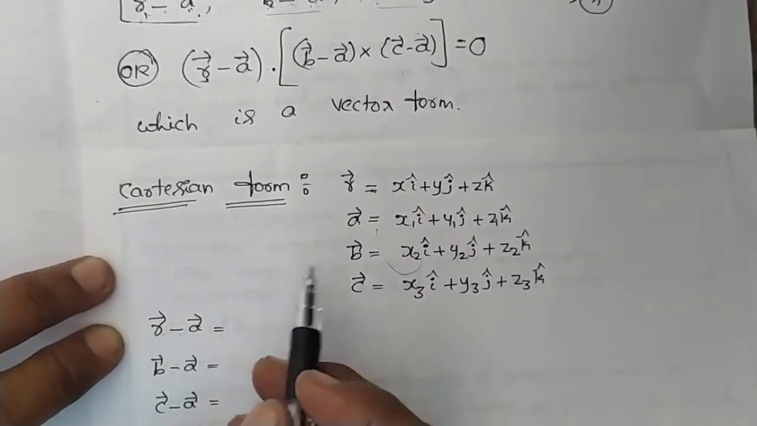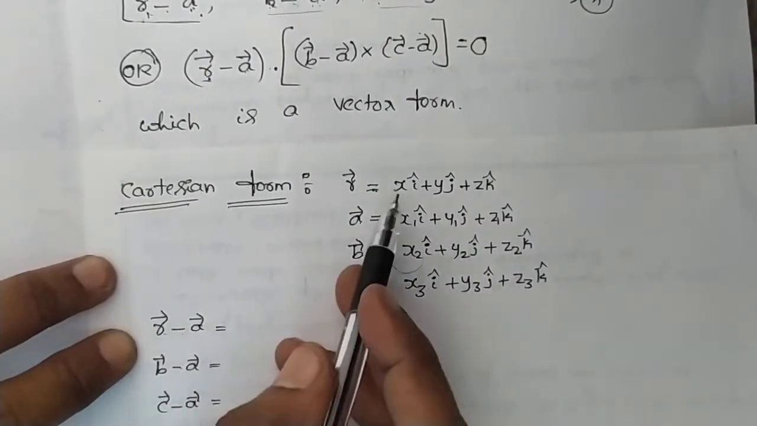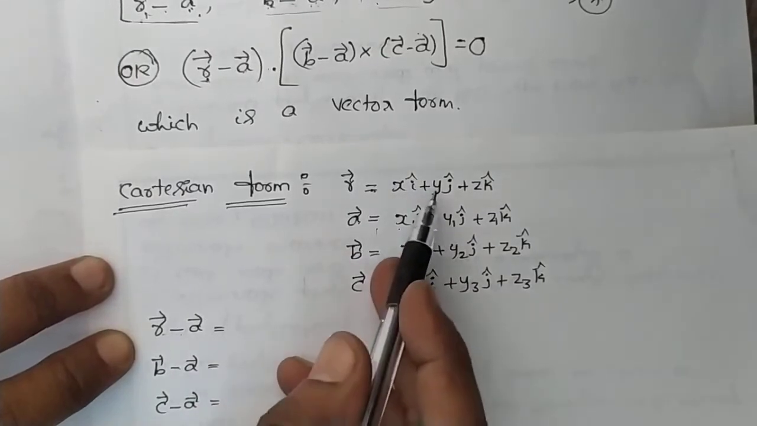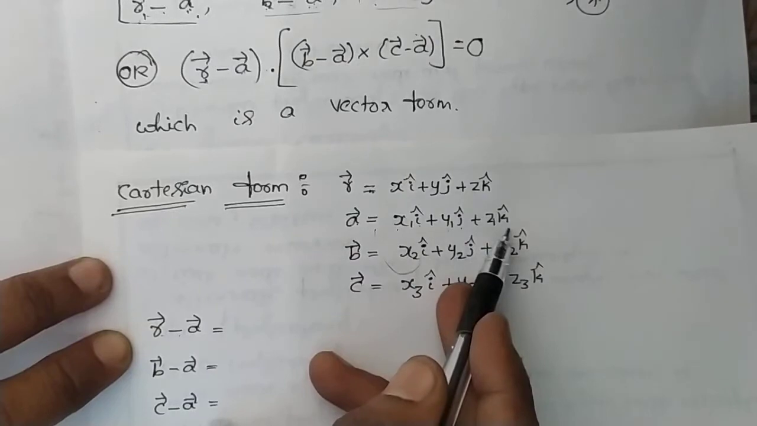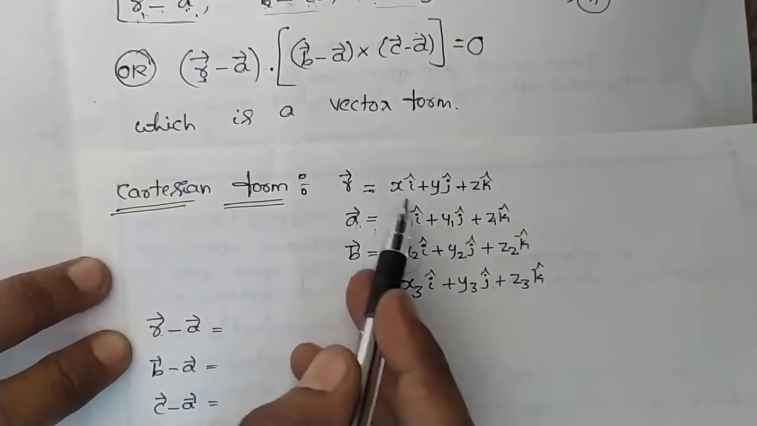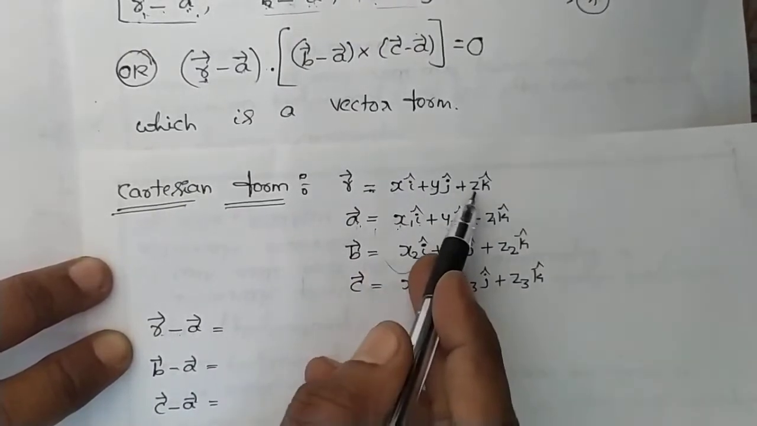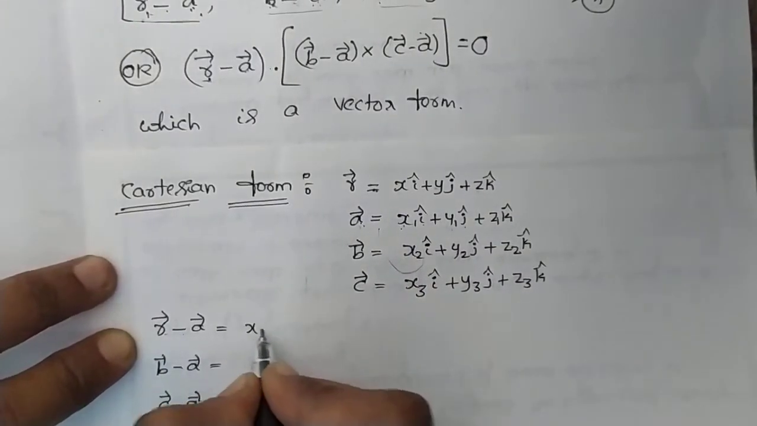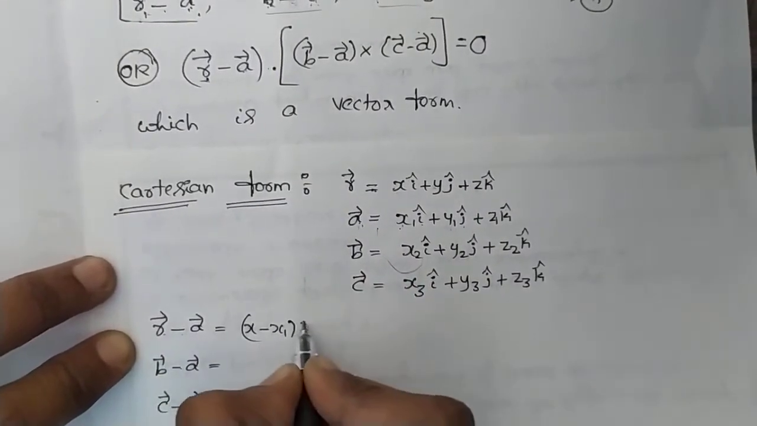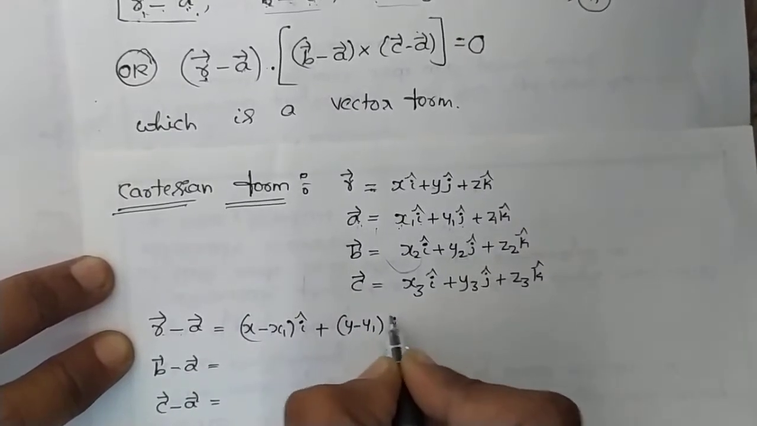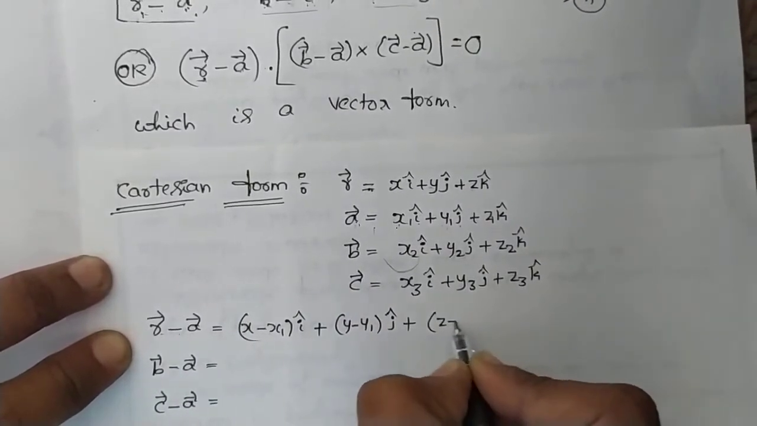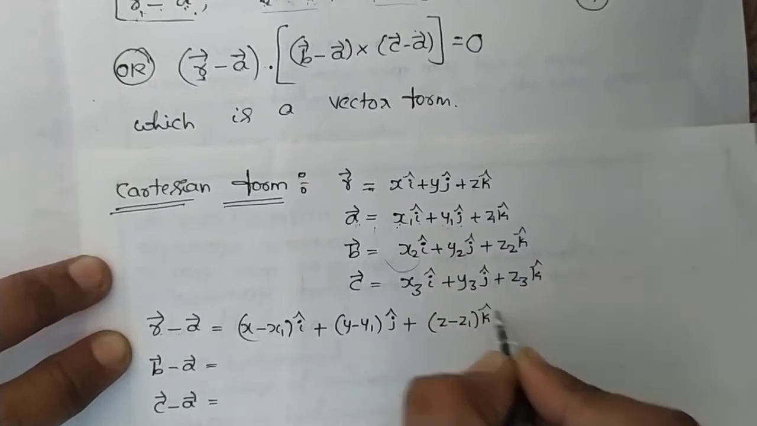R minus A, how to find R minus A? x minus x1 into i, y minus y1 into j, z minus z1 into k. R minus A is x minus x1, y minus y1, z minus z1: x minus x1 into i cap plus y minus y1 into j cap plus z minus z1 into k cap.